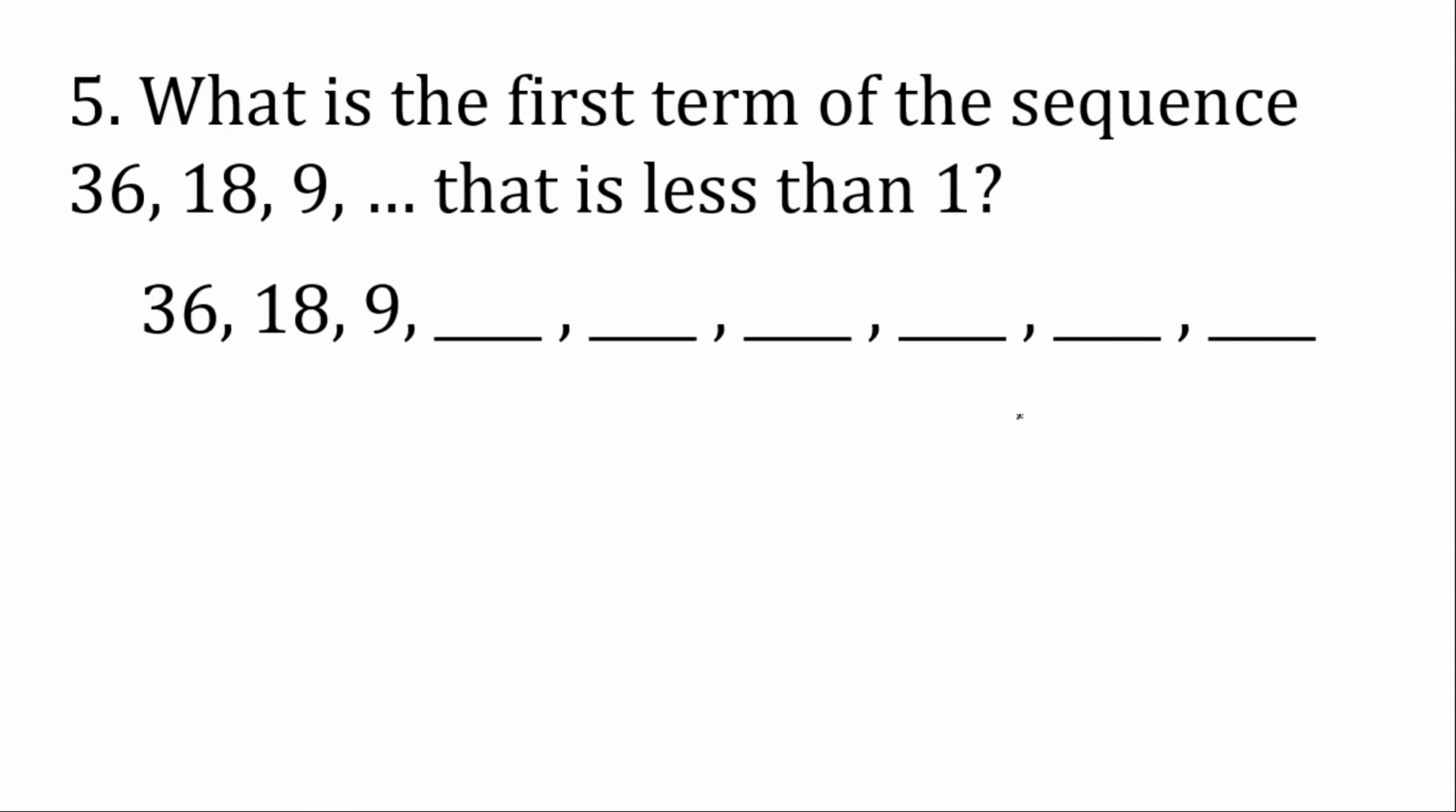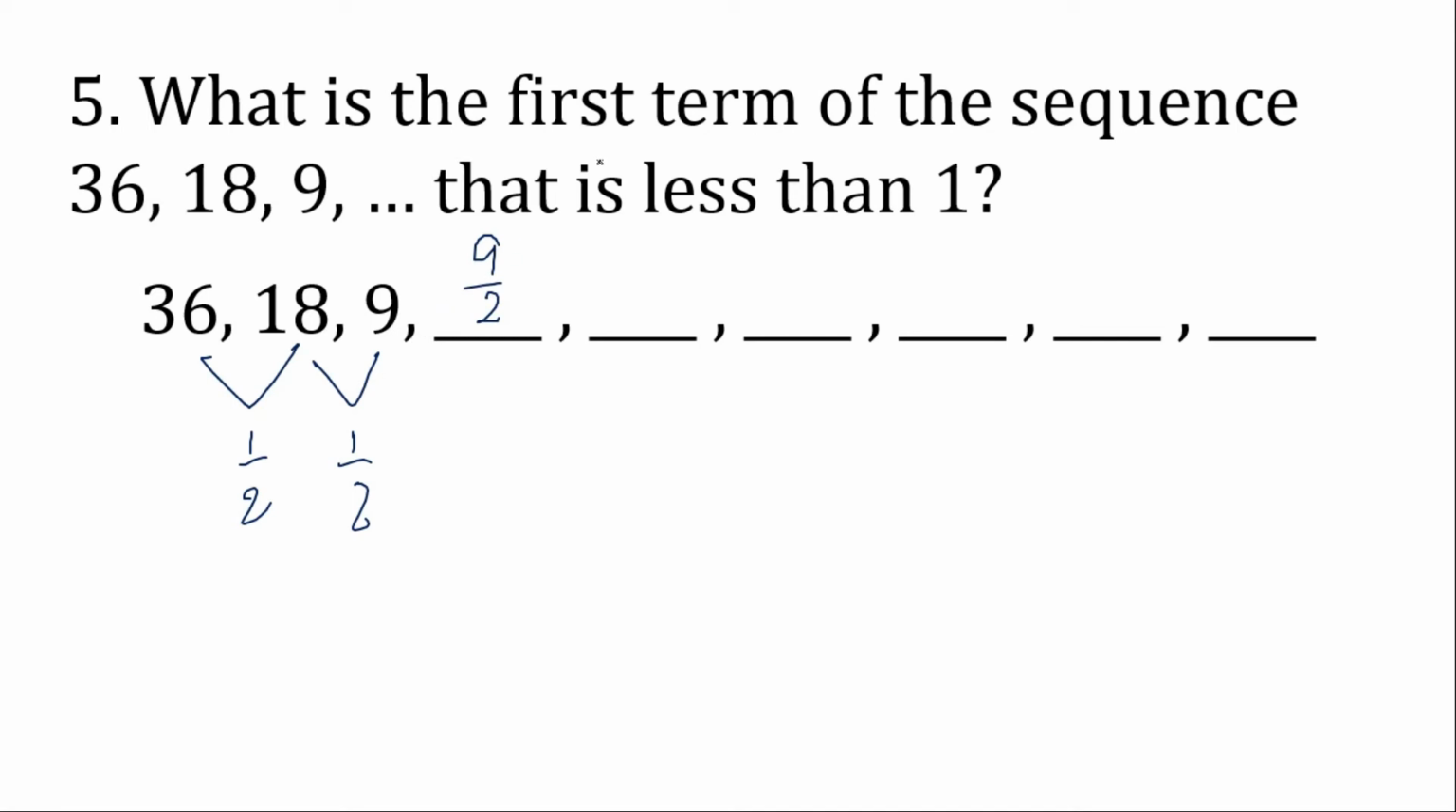So that is 0.99 below. So we're looking for that term. As you can see, the pattern here is you need to multiply 1/2 to get the next term. 36 times 1/2, or 36 divided by 2, is 18. 18 times 1/2 is 9. Now the next term is 9 times 1/2, which is 9 over 2.